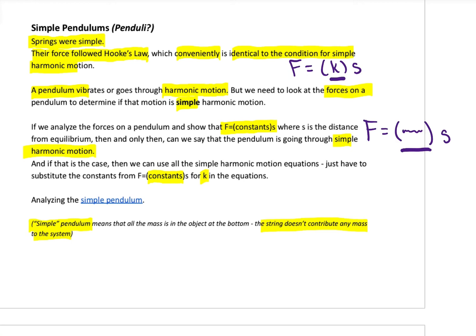A simple pendulum is just a mass on the end of a string, and as far as we're concerned, the only mass we have to worry about is the mass that's on the end of the string. We don't actually have to worry about the string itself. So I'm going to pause this video. You guys check out this proof and see if we can show that a simple pendulum fits simple harmonic motion.